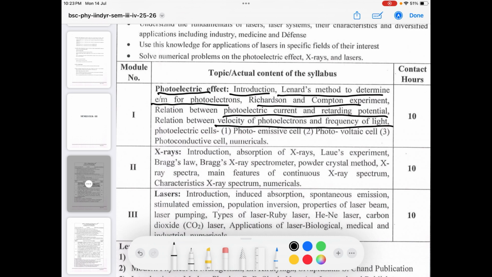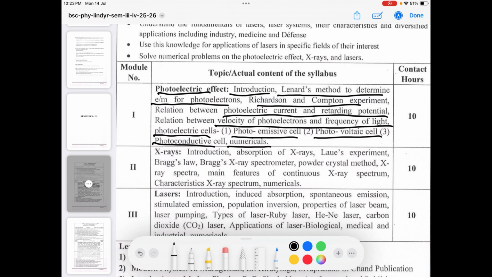Then we will see the types of photoelectric cells: the first one is the photoemissive cell, the second one is the photovoltaic cell, and the last one is the photoconductive cell. And based on these points we have to see the numericals.